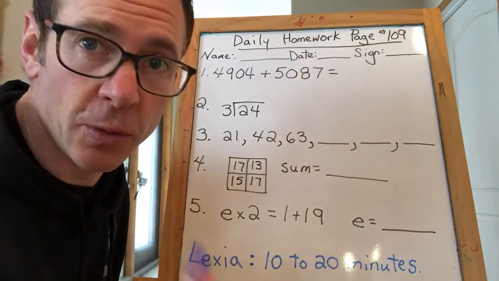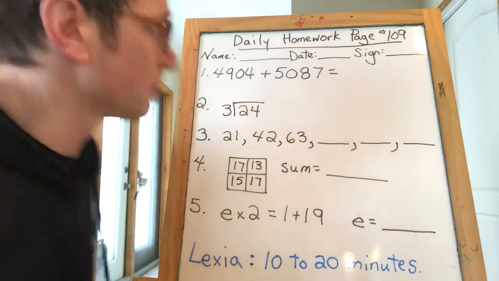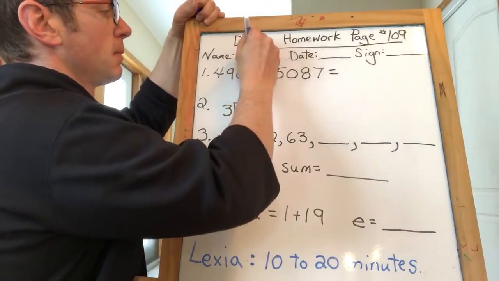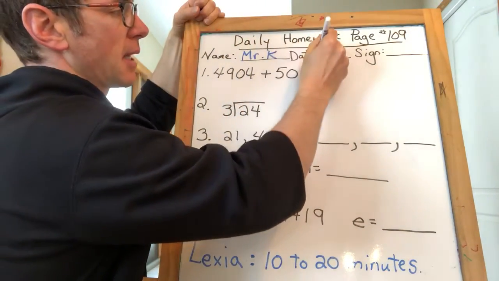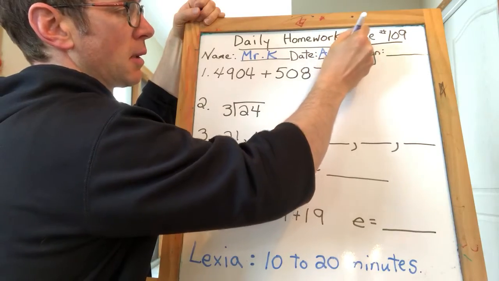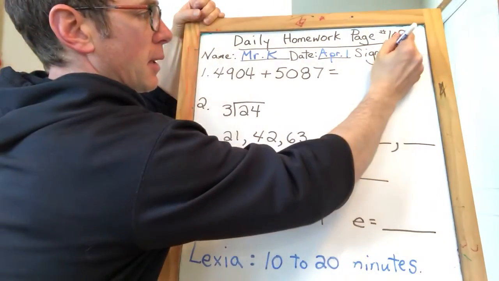Hi guys, let's review daily homework page number 109. So, begin with your name, and today's date is April 1st. Sign it with your best cursive writing.